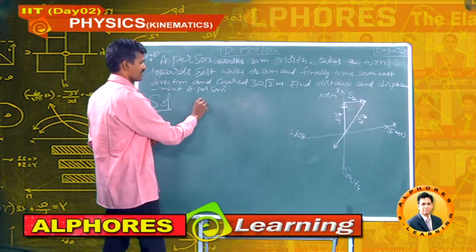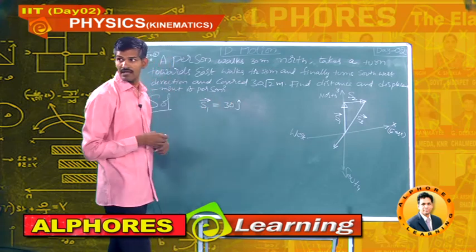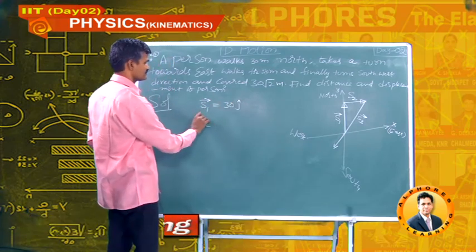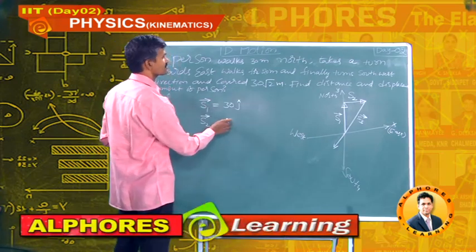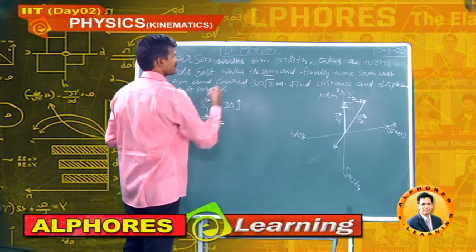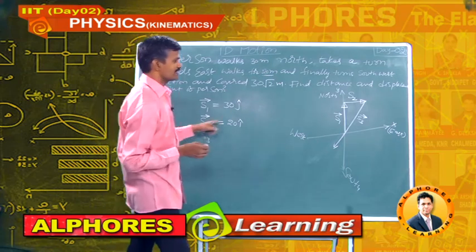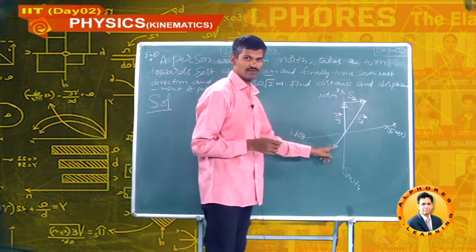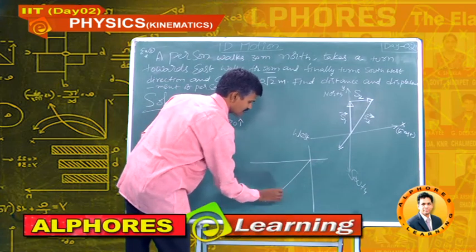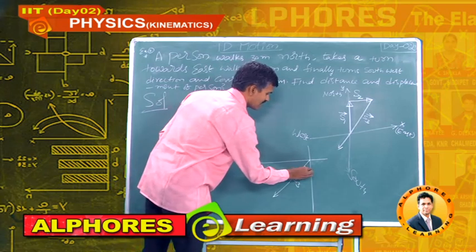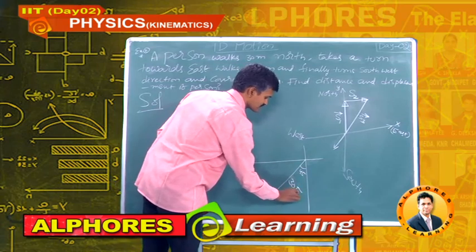How to write these vectors in vector form? It is easy to write S1. S1 bar is 30 j cap. S2 bar is towards east, that is 20 meters, so 20 i cap. What about S3? It is difficult to write S3, so I am showing it here. This is the displacement S3. This is the angle of 45 degrees. Its magnitude is 30 root 2 meters.